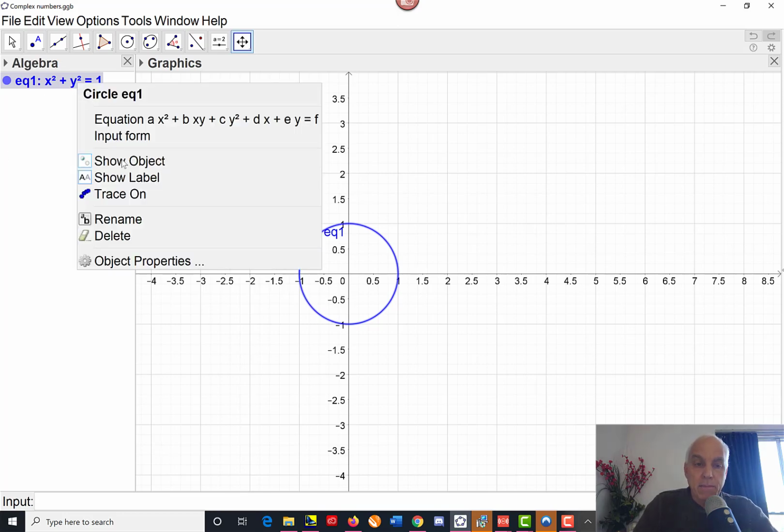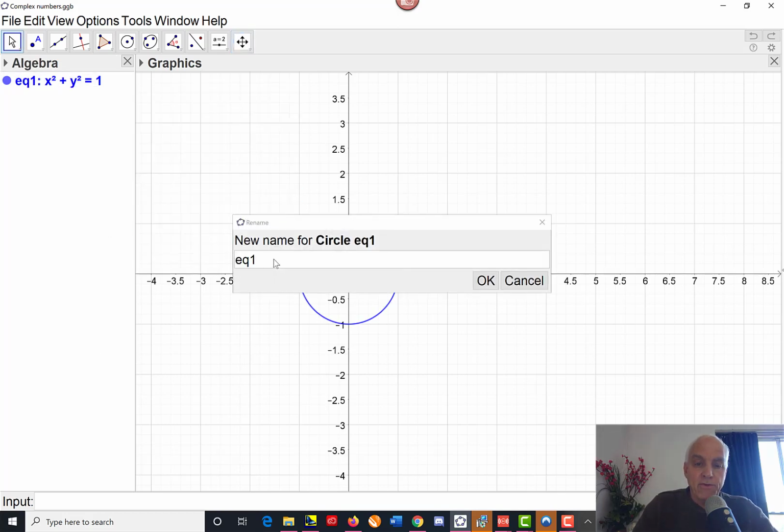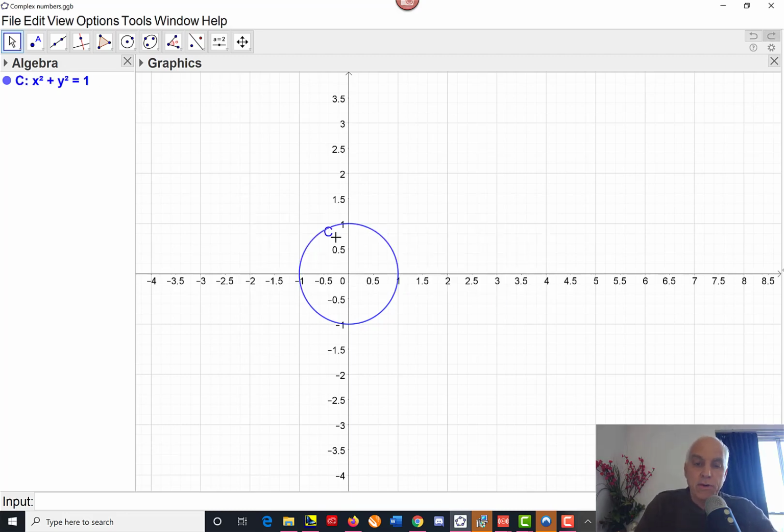I don't really like the name equation 1. Whoop, I deleted it. I shouldn't have done that. Control Z, I get it back. Okay. What I should have done is rename it. So let's rename it. There's its information. Let me call it C for circle. Okay. So there is the unit circle.